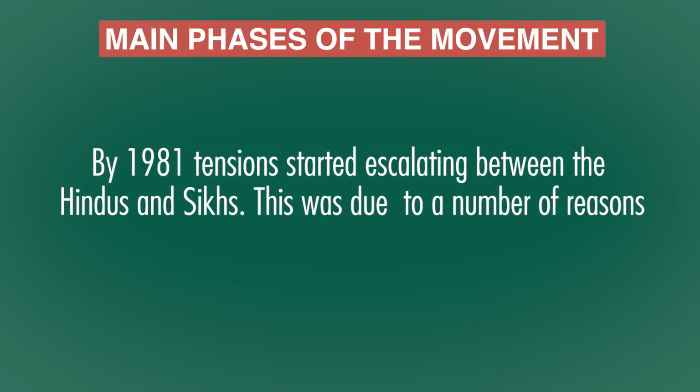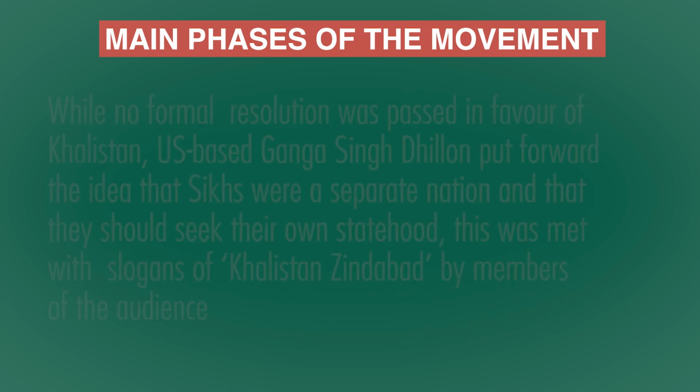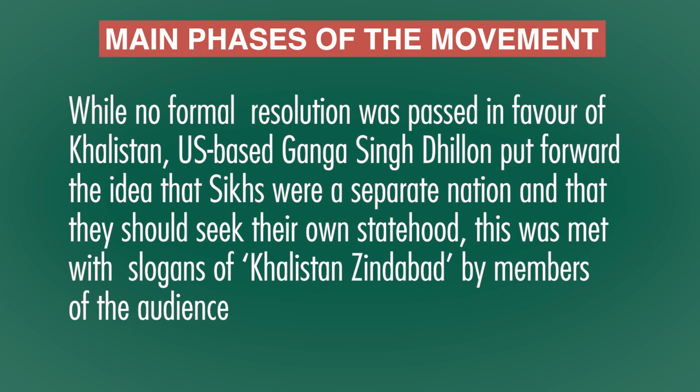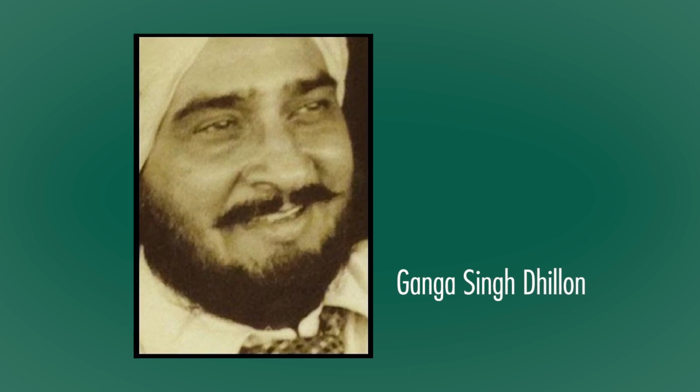By 1981, tensions started escalating between the Hindus and the Sikhs, and this was because of a number of reasons. The first reason was the Sikh Educational Conference on 15th March 1981. This conference was attended by several high-profile Sikh leaders. Though no formal resolution was passed for the creation of a separate Khalistan, when Ganga Singh Dhillon put forward the idea of a separate sovereign Khalistan, members attending the conference supported it with the slogan Khalistan Zindabad.